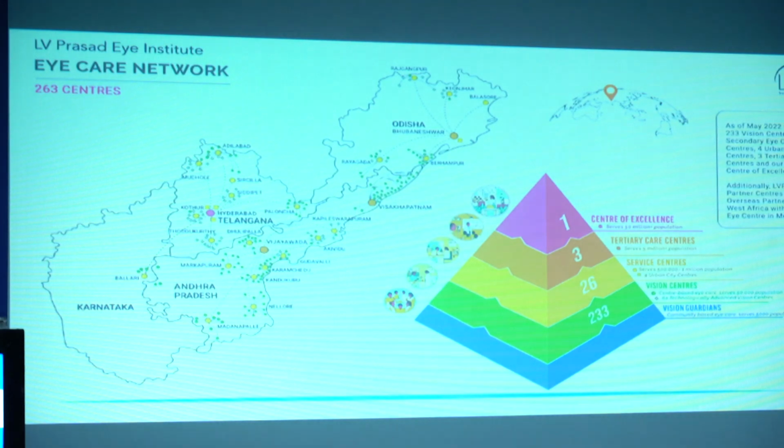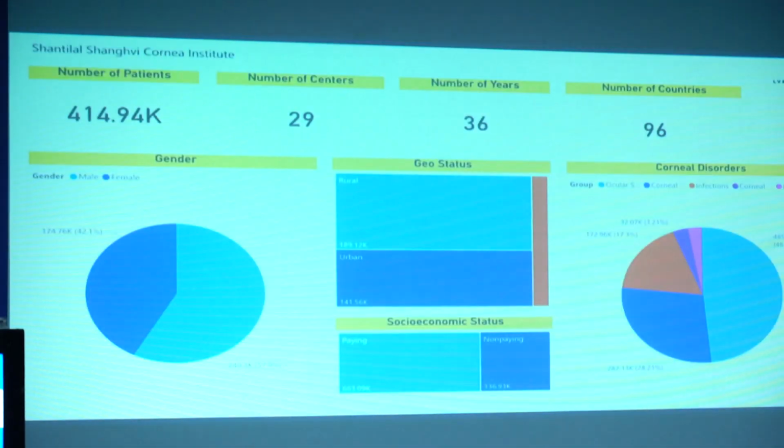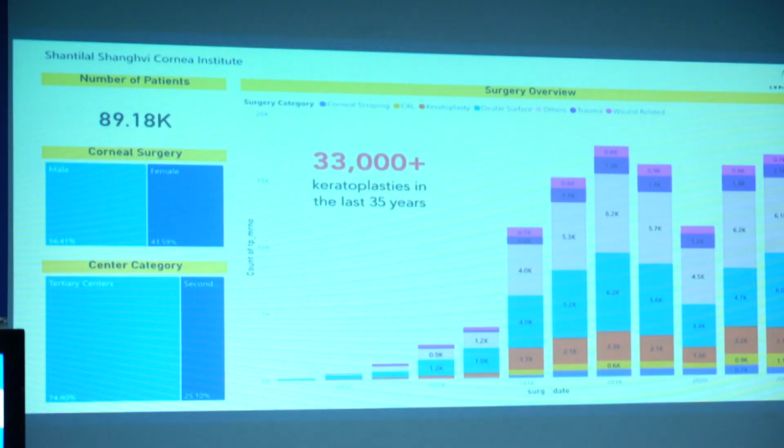And in the network of centers that LVP has, when we reviewed the number of patients who had corneal diseases in the last 35 years, we found that of the 400,000 patients who came in, only a small minuscule number were patients who had endothelial disorders. So in effect, what we see as a trend of increasing number of EKs around the world may not be really applicable to us because we don't see that many patients who have endothelial disorders only.